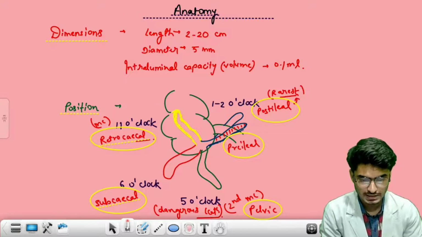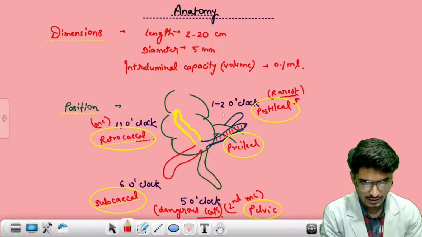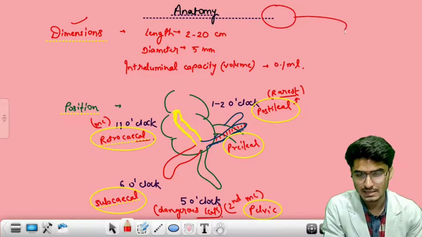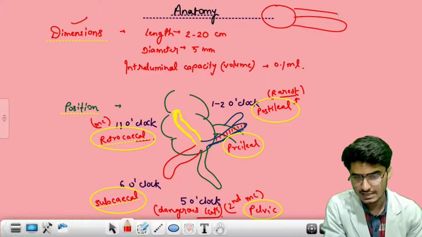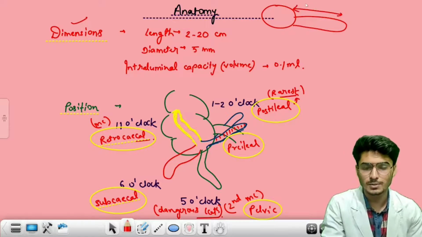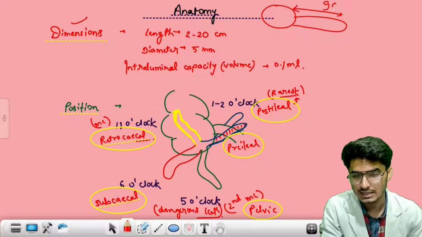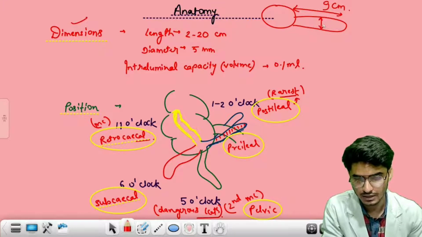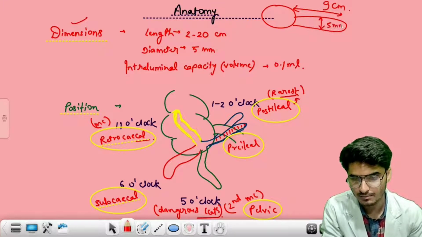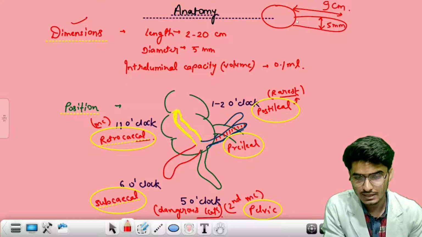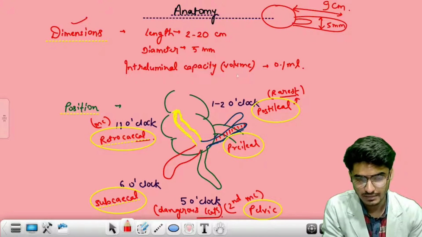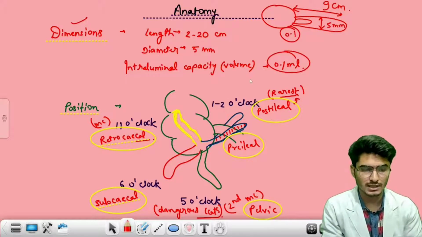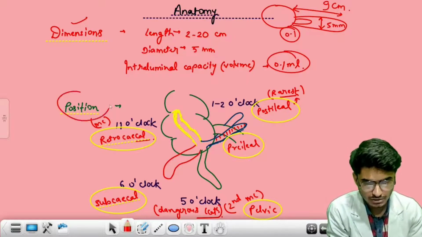So first thing is the anatomy portion, and first we see the dimensions. That is the cecum and that is the appendix. The size is 2 to 20 centimeters, on average 9 centimeters, and the girth or diameter is 5 mm. The intraluminal capacity of the appendix is 0.1 ml.